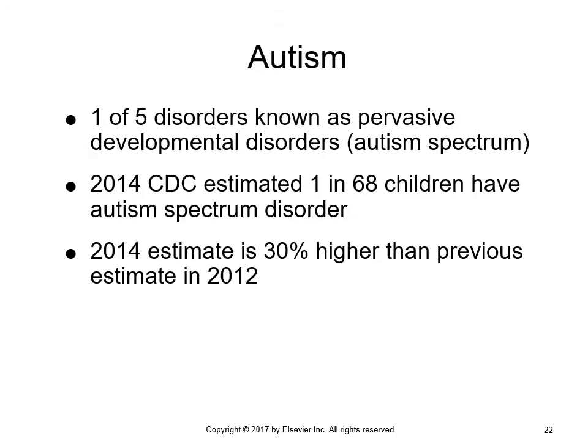So we'll talk about our next disorder, which is autism. It's one of 5 disorders known as pervasive developmental disorders. So this is the autism spectrum. In 2014, the CDC estimated 1 in 68 children have autism spectrum disorder. And the 2014 estimate is 30% higher than the previous estimate in 2012. Now again, is this because of increased rates? Or have we now looked at what is considered the spectrum of normal behavior versus abnormal behavior? Realize the way stats work, there are 2 different factors at play when you see that dramatic increase.